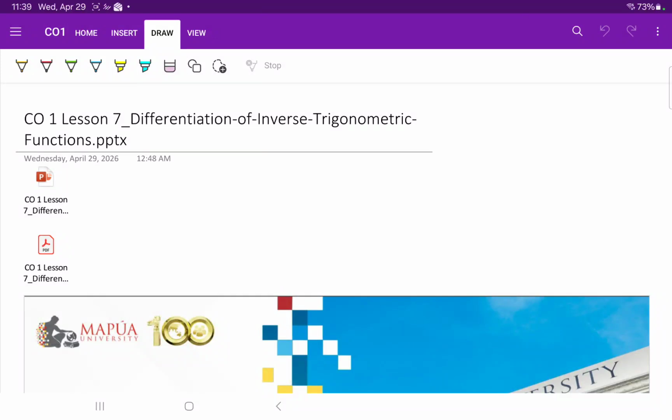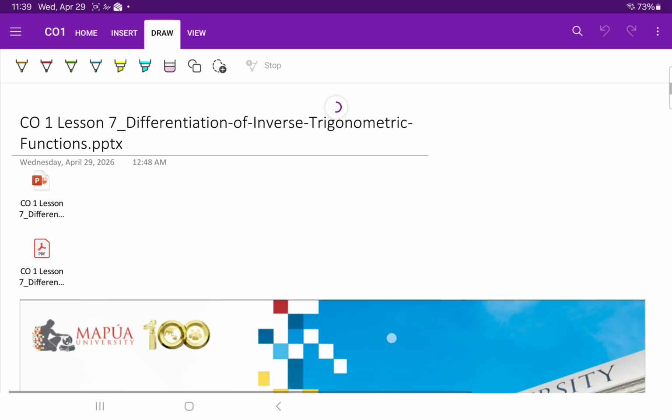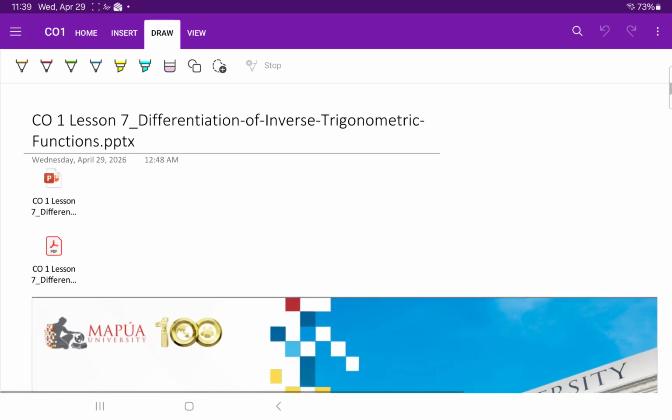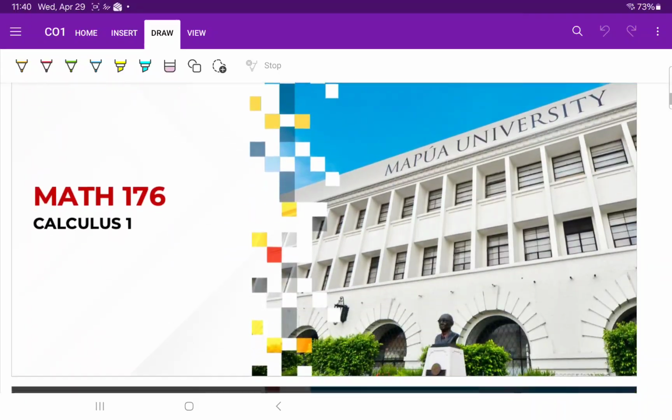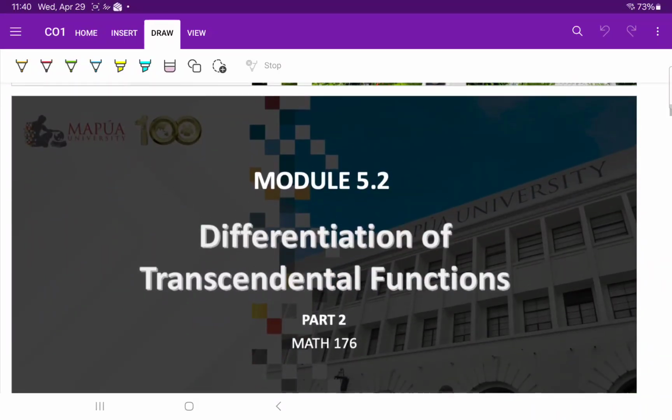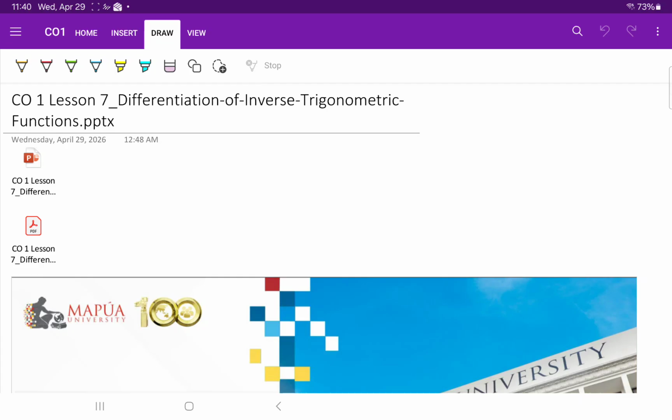Everyone, this lesson is about differentiation of transcendental functions. This is the continuation of the differentiation of transcendental functions. The next topic is the derivative of trigonometric functions. We're already done with finding the derivative of exponential, logarithmic, and trigonometric functions. Now we're supposed to discuss the derivative of inverse trigonometric functions.